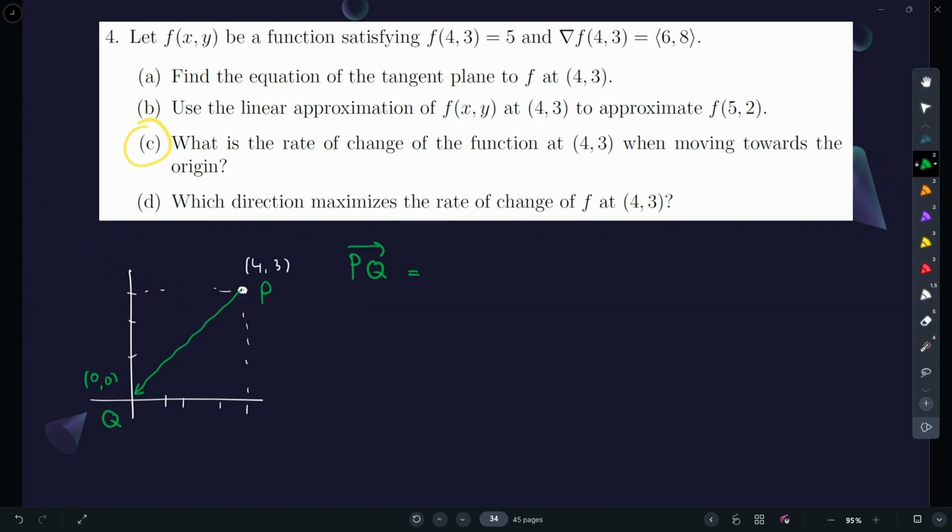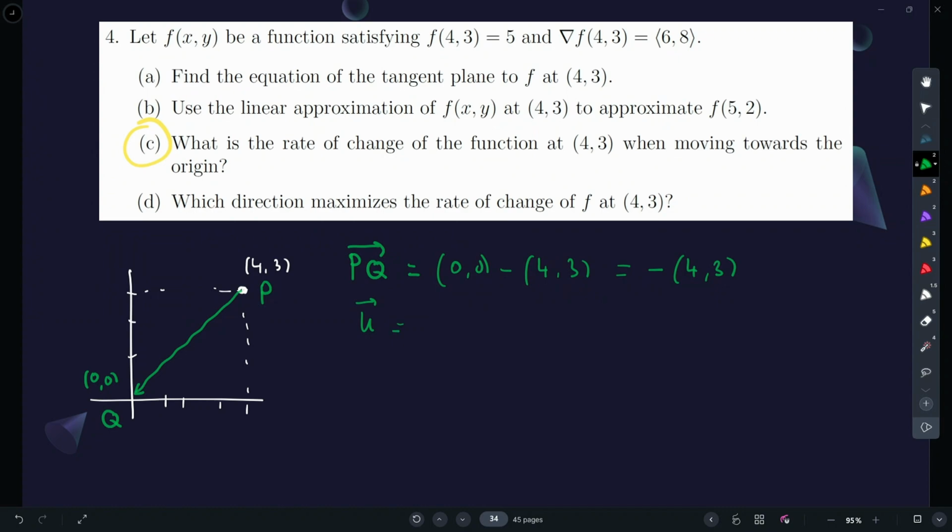Terminal minus initial was the suggestion, so I'm going to do terminal, which in this case is the origin, minus initial. So it is (-4, -3), right? (4, 3) would be the vector going to (4, 3); minus (4, 3) is the vector coming from (4, 3) to (0, 0). Now I need a unit vector in that direction. How do you do that?